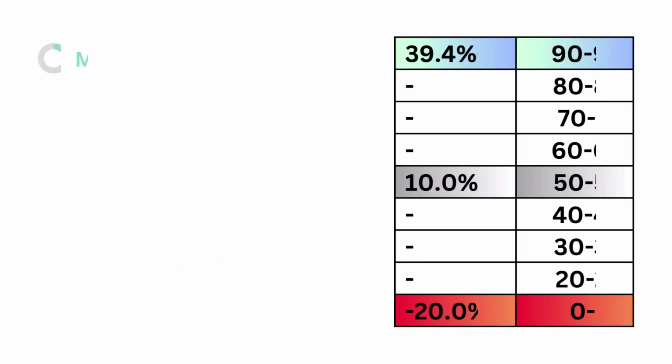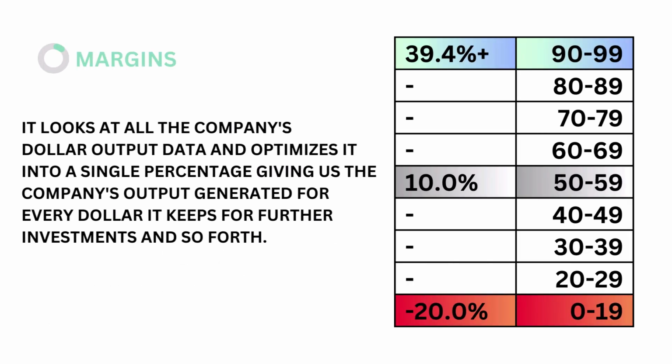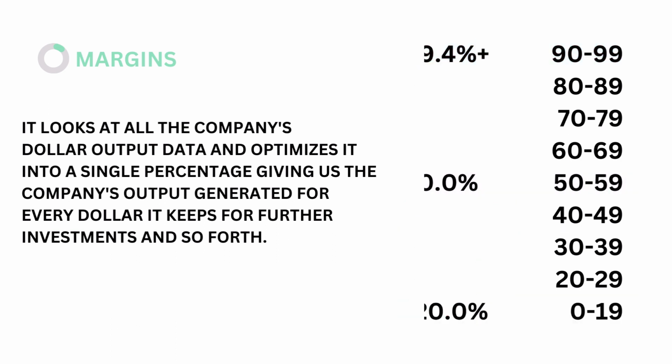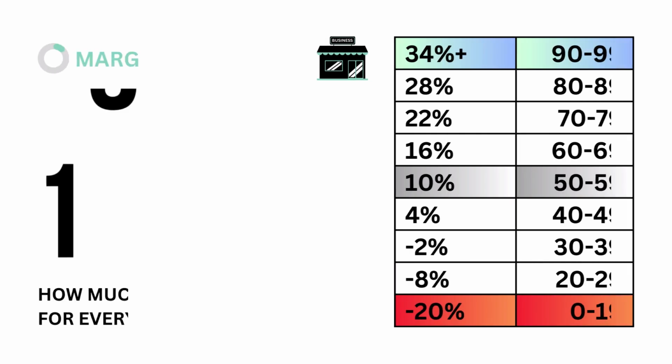Next, margins. Margins looks at all the company's dollar output data and optimizes it into a single percentage, giving us the company's output generated for every dollar it keeps for further investments and so forth. The models tell us that a margin rate of 10% is considered average. Here's our margins grade.